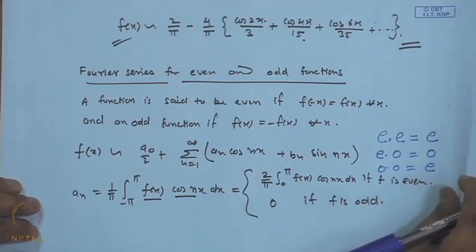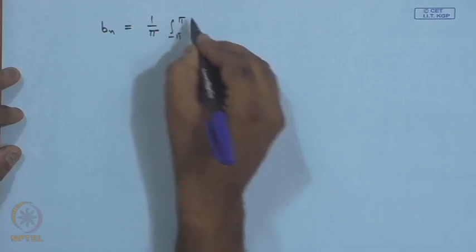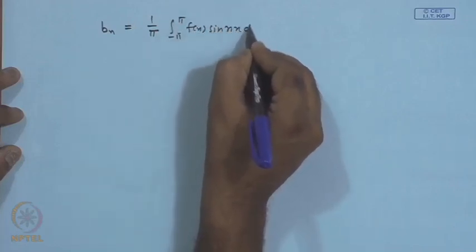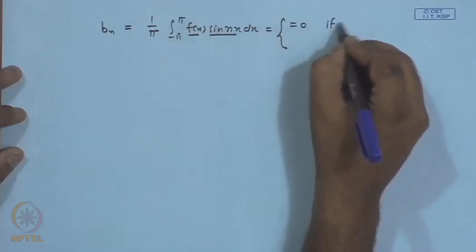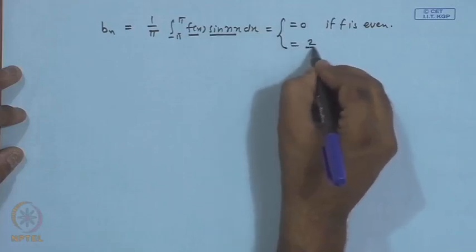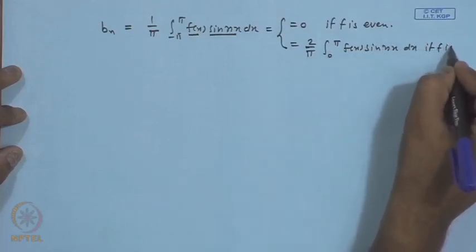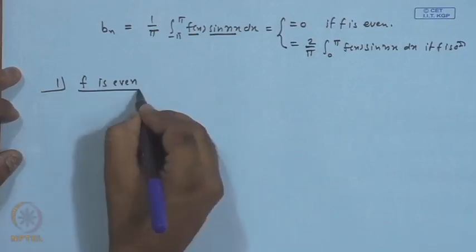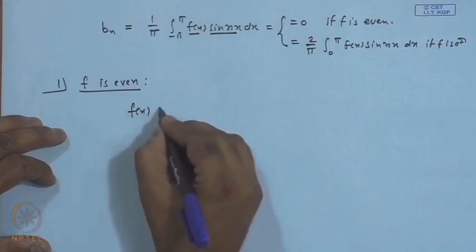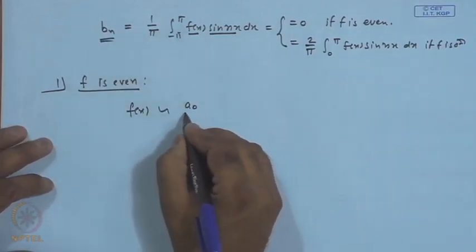Similarly, for the coefficient b n, we have 1 over pi, integral from minus pi to pi, f x sin n x dx. This will be 0 if f is an even function, because even into odd will be odd, and this will give us 2 over pi, 0 to pi, f x sin n x dx if f is odd. So in this case, if f is an even function, we are getting a simplified Fourier series. For the even case, we have b n equal to 0, so we will get only the a's.